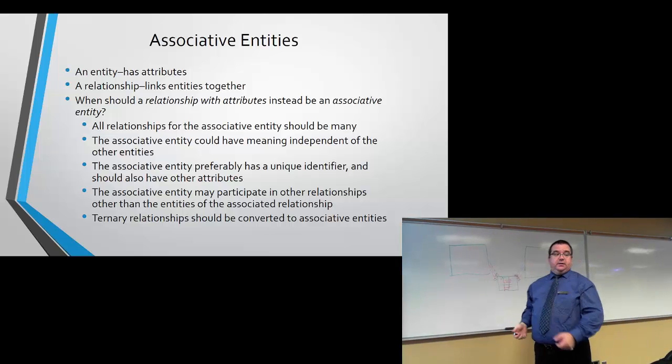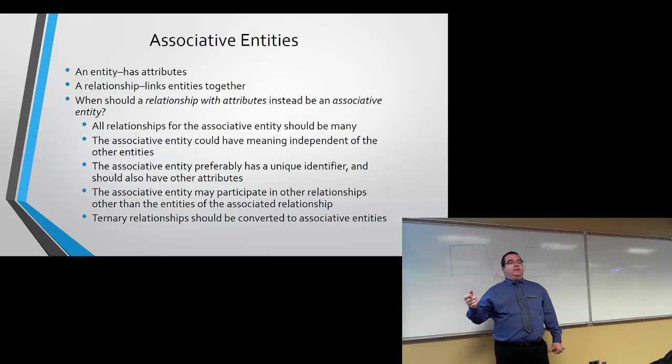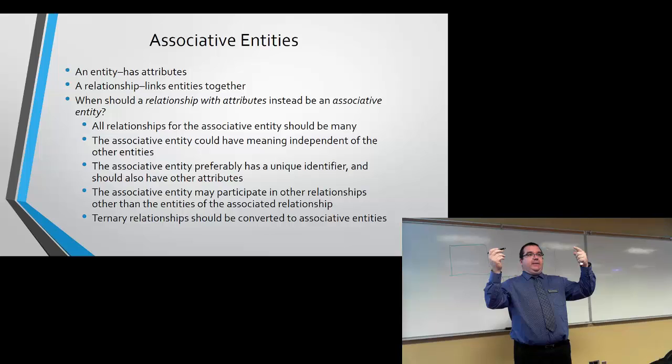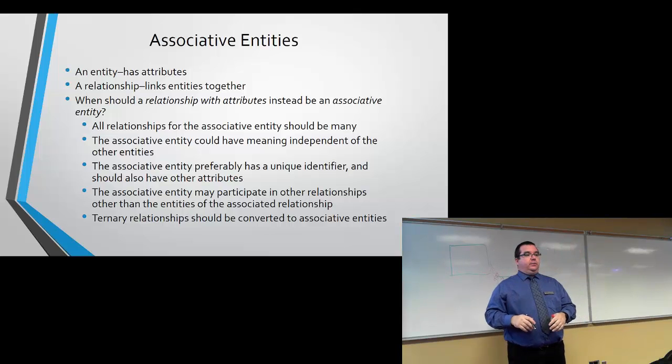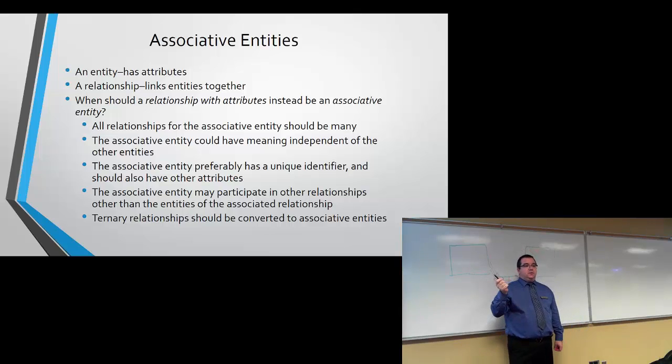That's the question on the slide. When should a relationship with attributes instead be an associative entity? So when should you use the connection directly between two tables as opposed to using a third-party table? Essentially, we should use a relationship with attributes when all the relationships are many-to-many. In other words, there's always many-to-many between the two sides.